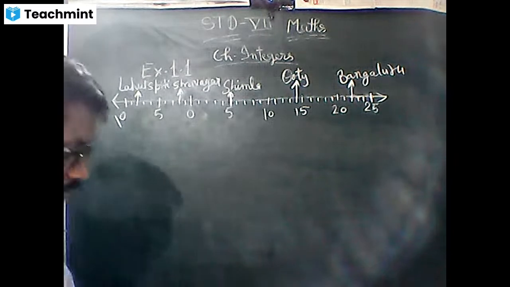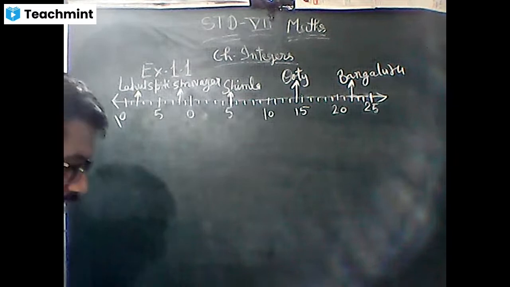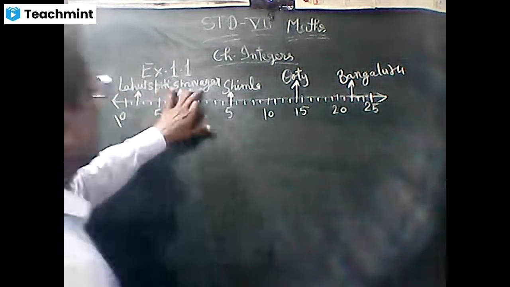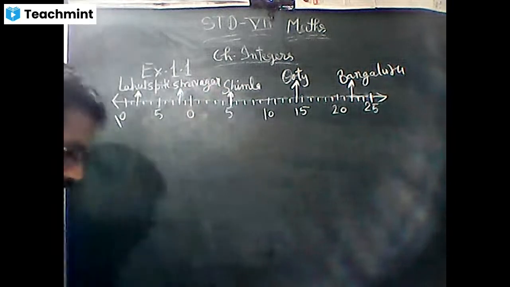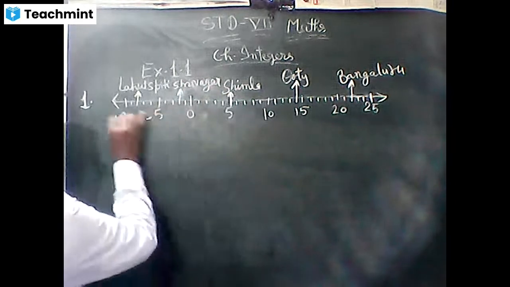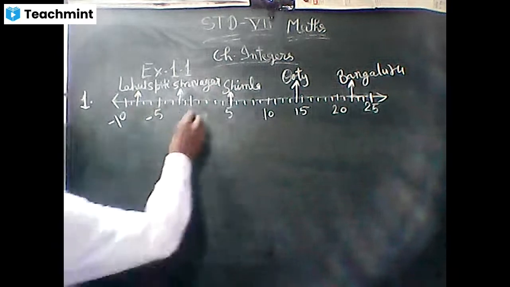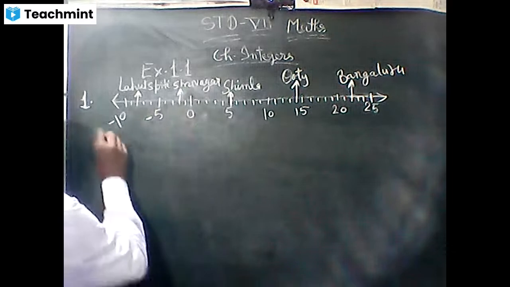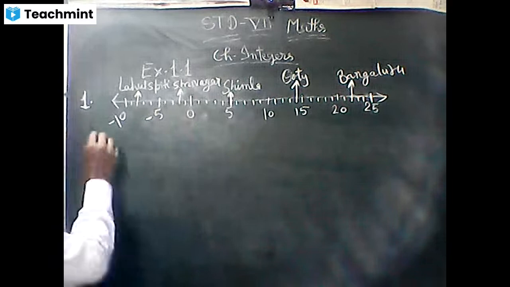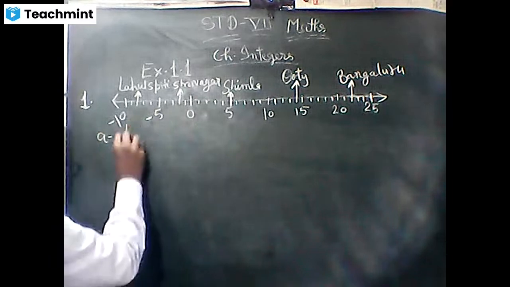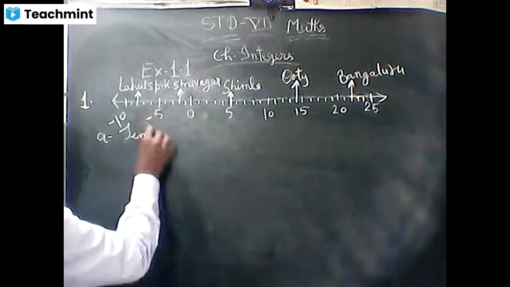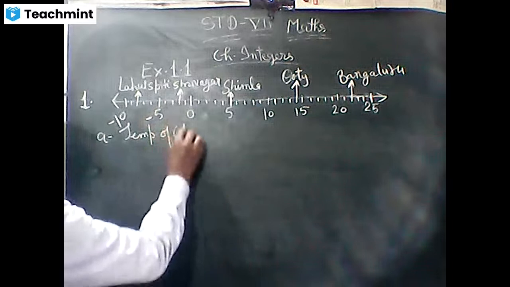It is written: observe this number line and write the temperature of the places marked on it. So there are 5 cities, and you have to write the temperature of them, as these are negative values. Right? 0, so here the negative values start. So according to our first problem, we have to write the temperature of cities.